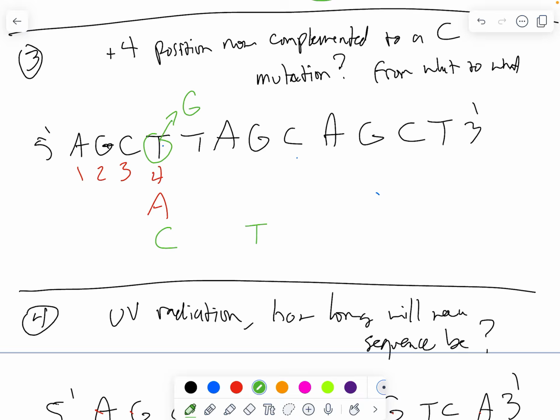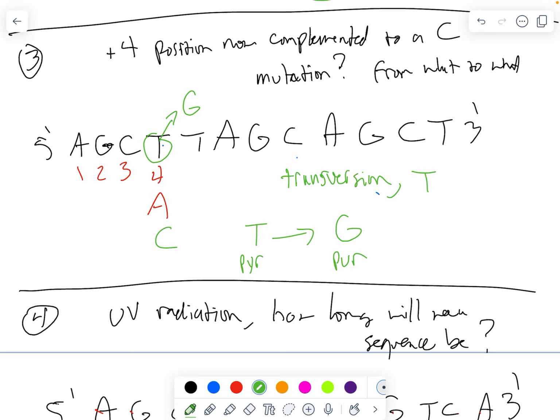So a thymine is a pyrimidine, and it's behaving as though it's a guanine, which is a purine. So that means I have a transversion. And my transversion is from a T to a G.